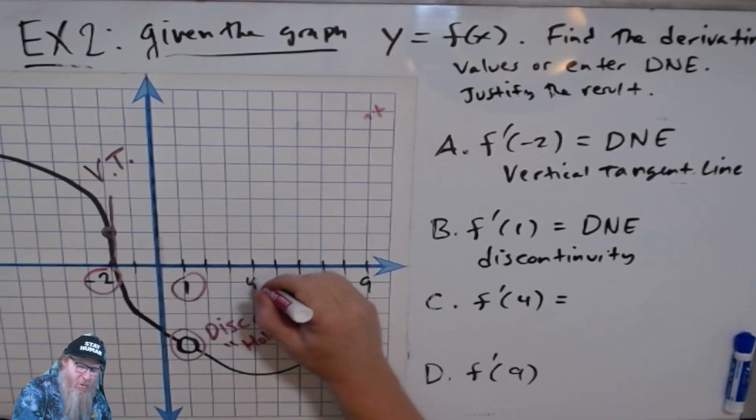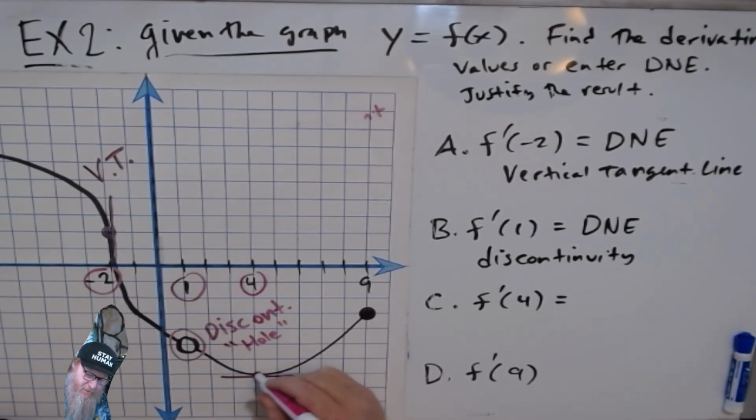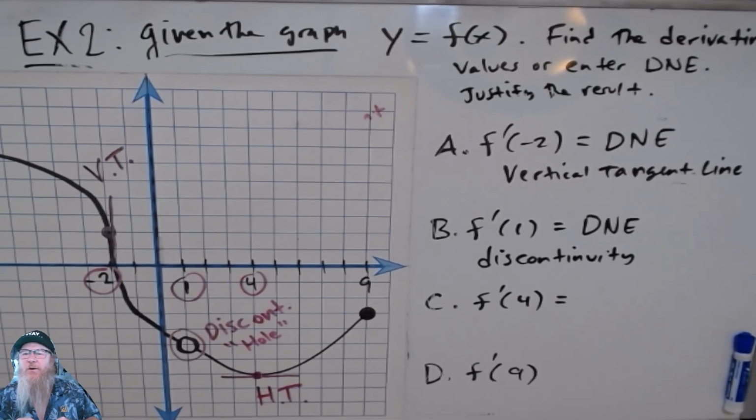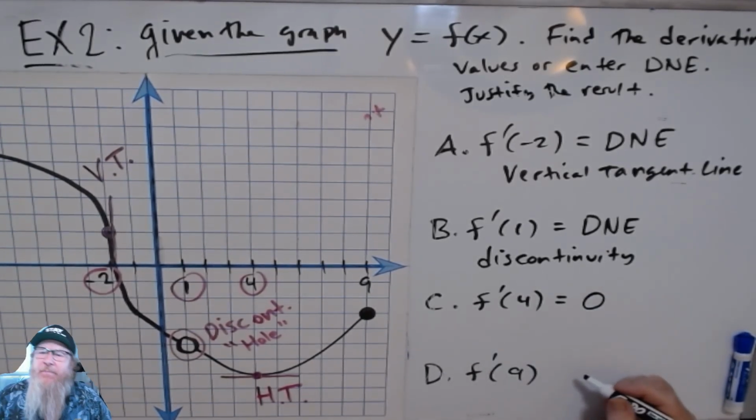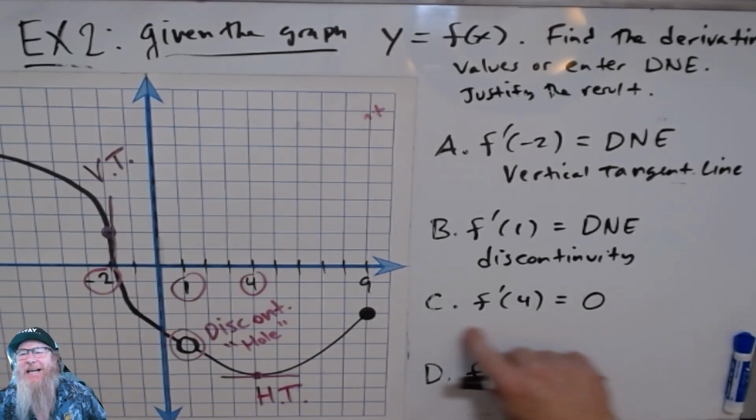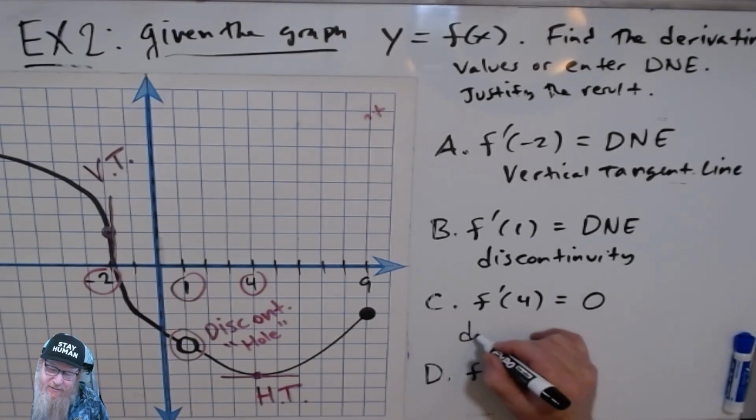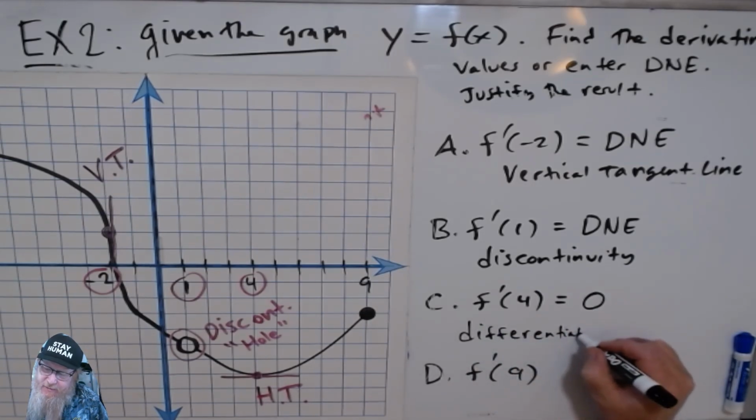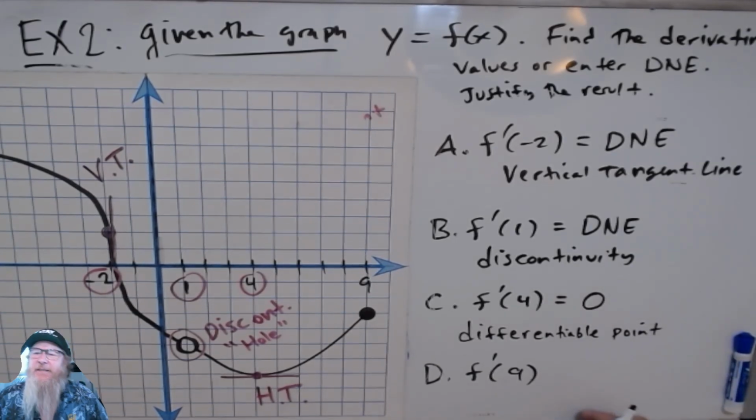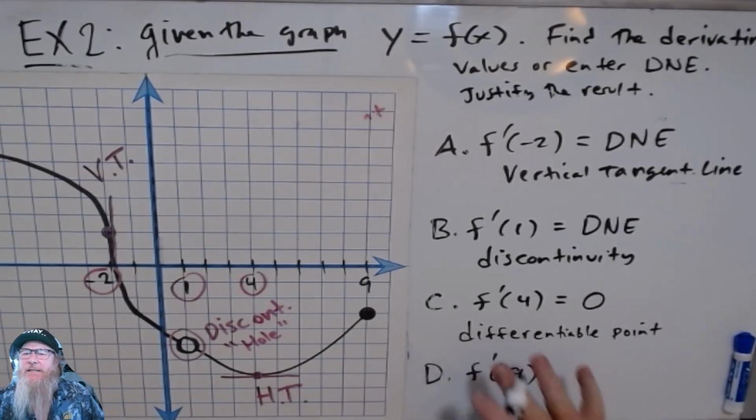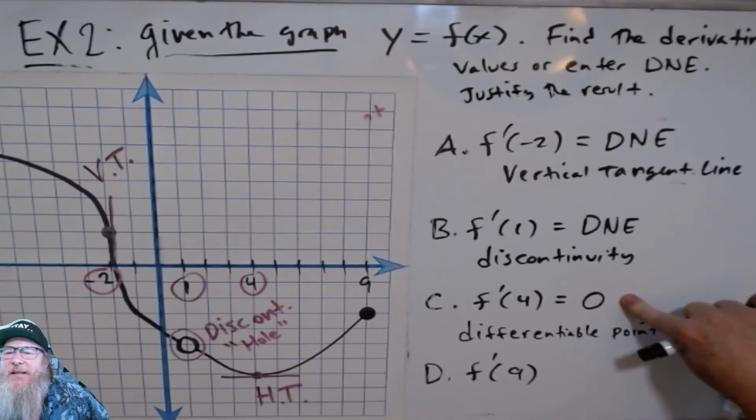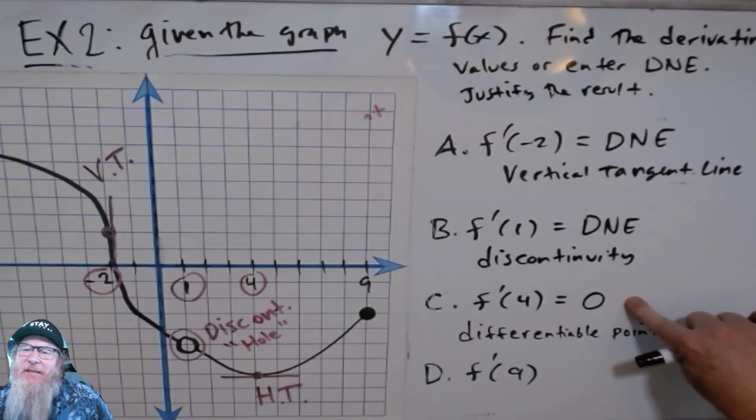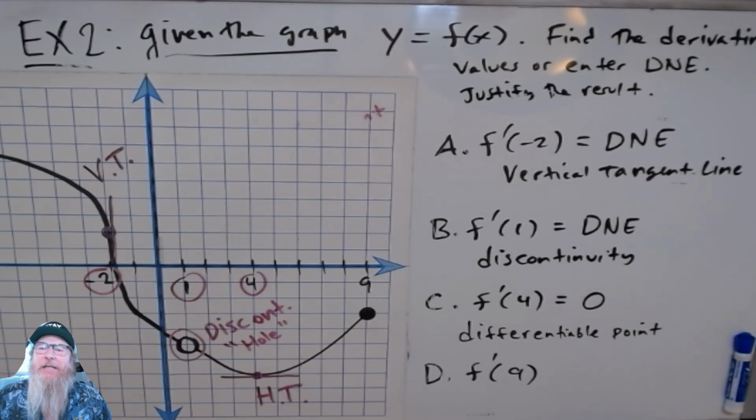At 4, we have a horizontal tangent. HT, horizontal tangent. So that's going to be equal to 0. Now, I guess a justification could be it's a horizontal tangent, but because this lesson is on differentiability, I would prefer you to say it's a differentiable point. Because it's a differentiable point that happens to give us a result of 0, right? But it would still be a differentiable point even if the result was not 0, right?